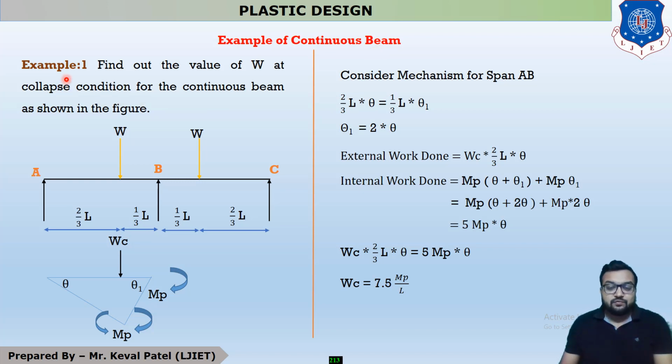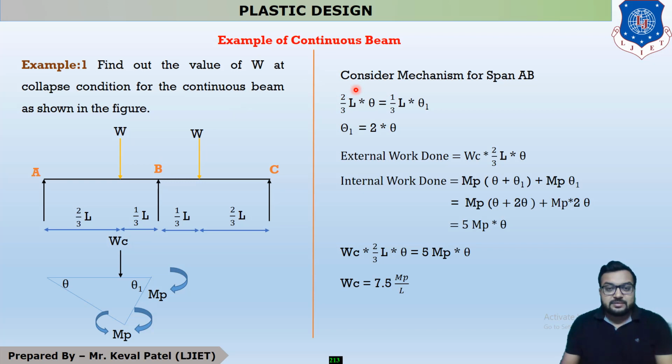Your first question is: find the value of capital W at collapse condition for the continuous beam as shown in the figure. Students, you can see in this figure there are two spans. The first span is AB and the second span is BC. For span AB, the load capital W is acting at a distance of 2 by 3 L from the left support and L by 3, or 1 by 3 of L, from the right support. First of all, we discuss span number 1.